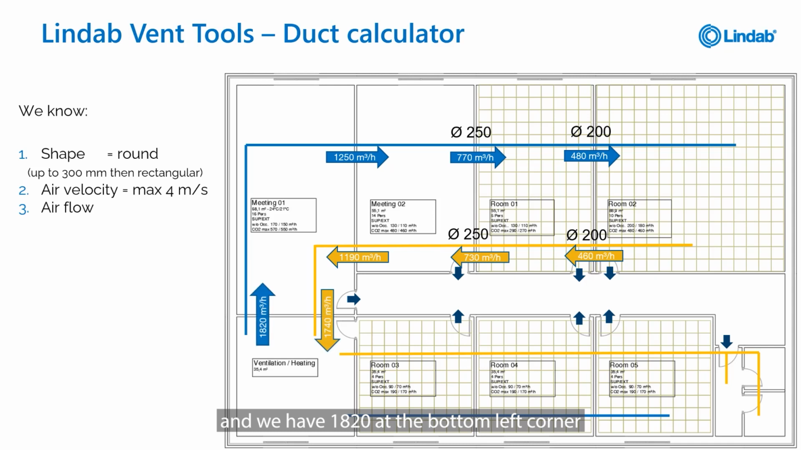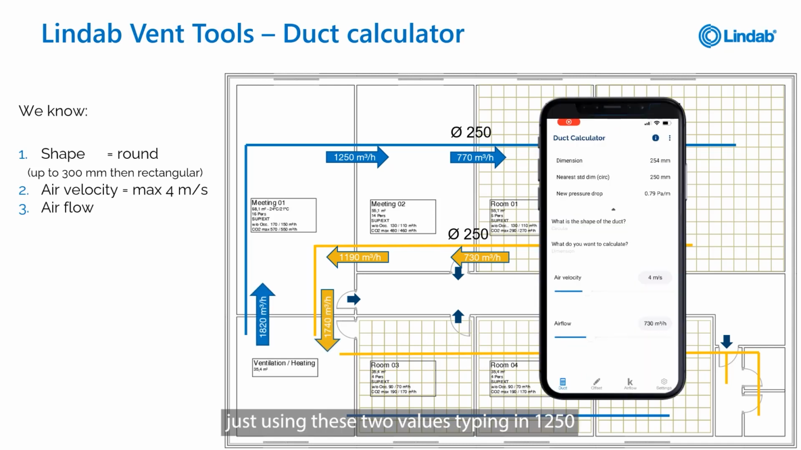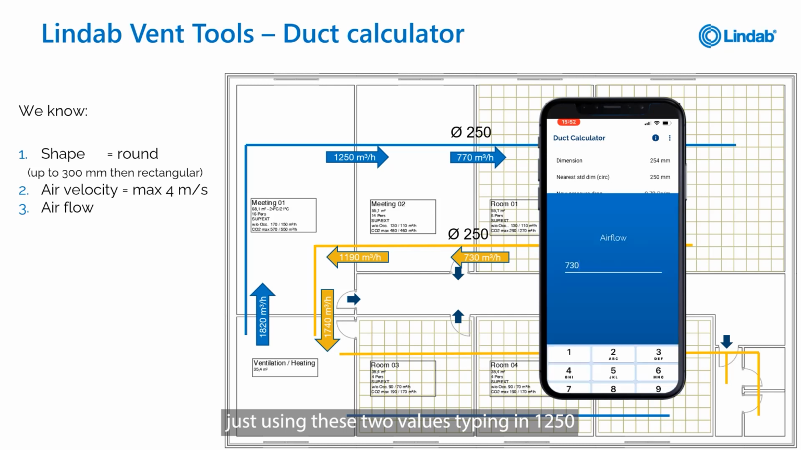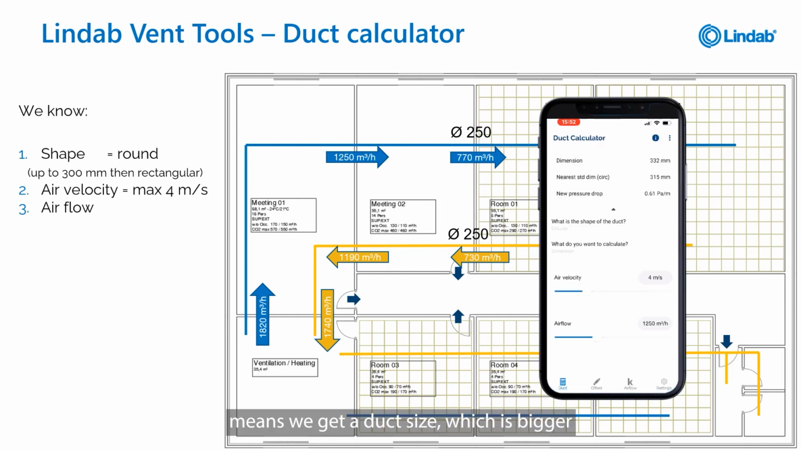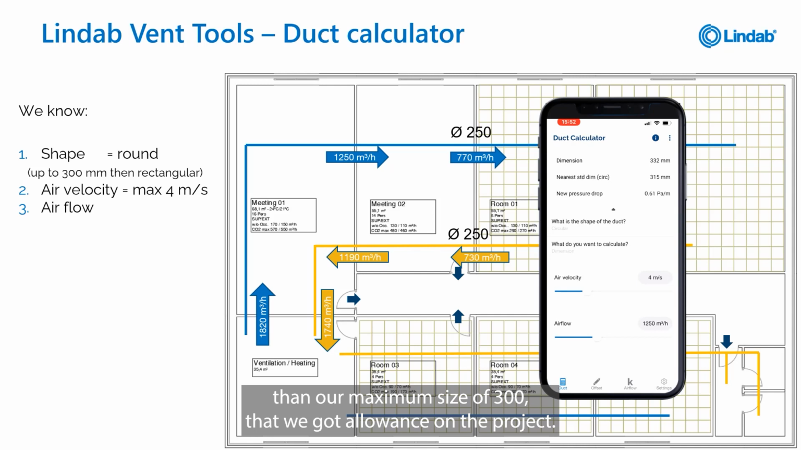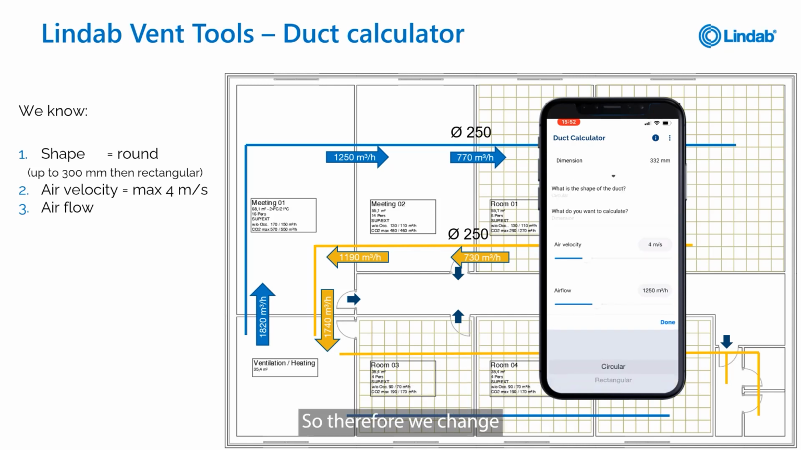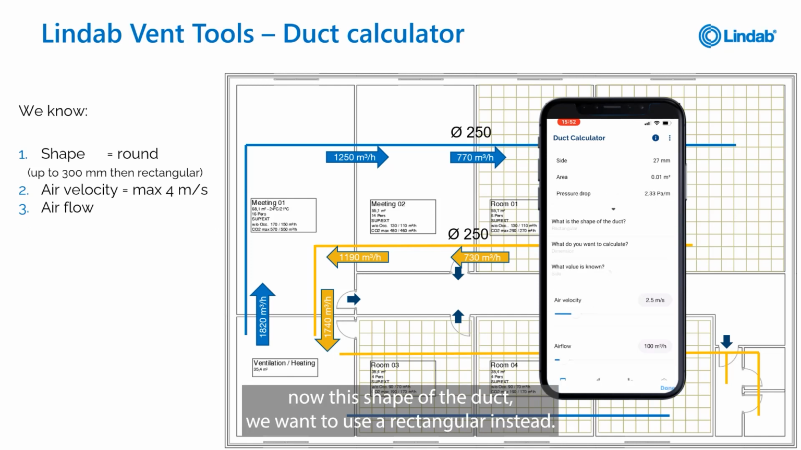Okay, taking in 250. Now we come to the next level, which is 1250 in supply at the next corner, and we have 1820 at the bottom left corner. Just using these two values, typing in the 1250, means we get a duct size which is bigger than our maximum size of 300 that we are allowed on the project. So therefore, we now change the shape of the duct. We want to use a rectangular one instead.